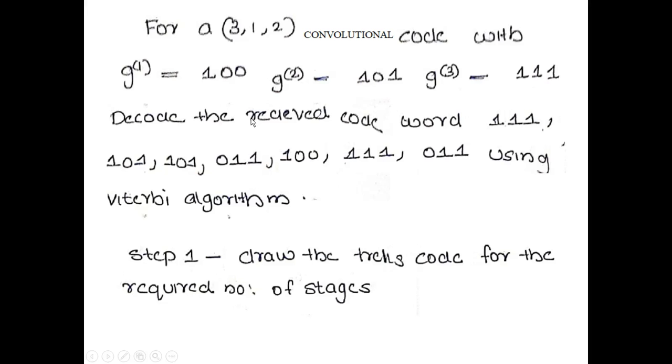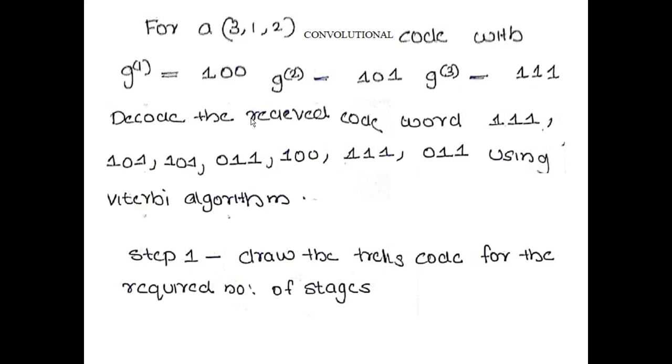Hi all. In today's class we will discuss one convolutional decoding problem. In this decoding problem we are using the Viterbi algorithm. First we can see the question. For a 3,1,2 convolutional code with g1 equal to 100, g2 equal to 101, g3 equal to 111, decode the received codeword 111, 101, 101, 011, 100, 111, 011 using the Viterbi algorithm.